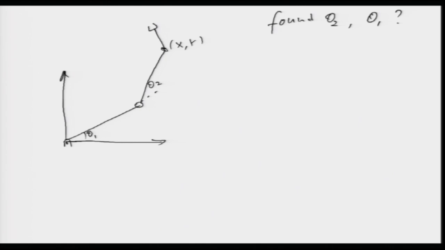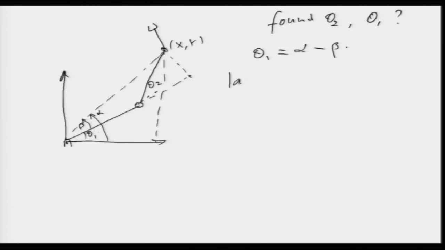Now, in terms of geometry, let me make this construction here. This is one triangle, this is another one, and this is coming down. If this is my angle alpha, and let me call this other angle beta, then how can I find my angle theta 1? Theta 1 is equal to this angle alpha minus the angle beta. This small angle is beta.